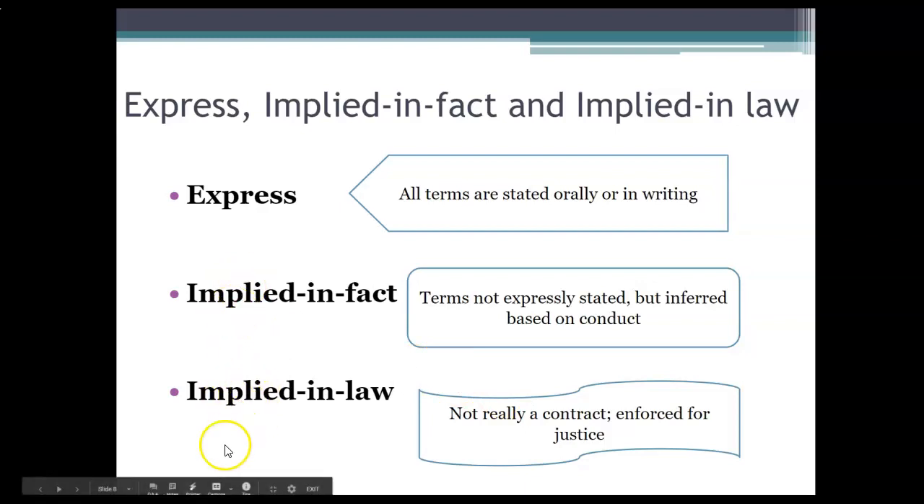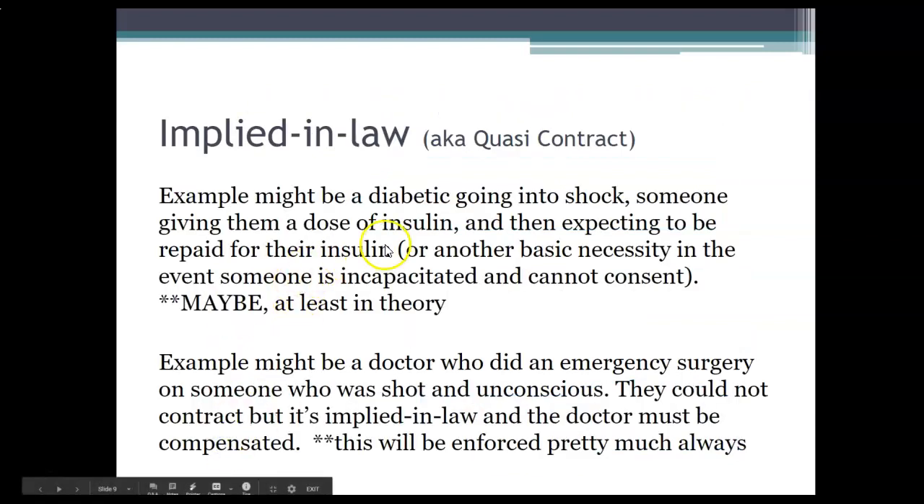That's an implied contract. So here's an example of an implied in law, which are quasi contracts. Like a diabetic going into shock and someone gives them a dose of insulin. Maybe they expect to be repaid for the insulin, and that's probably not going to happen, but that would be an example of one where the person was incapacitated, like they were maybe getting ready to go into shock. They couldn't agree to pay them back for it, but maybe they would have to pay them back.